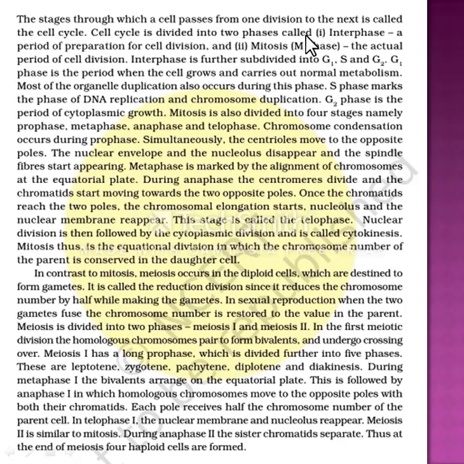The cell cycle is divided into two phases called I phase, or interphase, a period of preparation for cell division, and M phase, or mitosis, the actual period of cell division. Interphase is further subdivided into G1, S and G2.